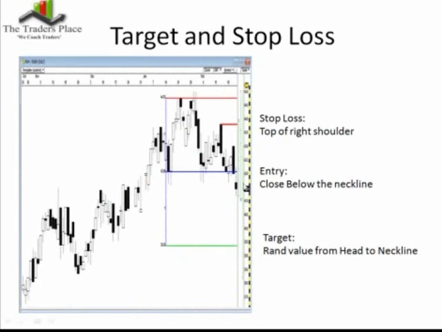Make sure that there has been a break below the neckline before you consider the trade. So that would be the entry trigger. And again, the right-hand shoulder gives us a stop-loss point. Like any other part of trading, you would use your money management rules to make sure that your position size is not too large or too small for your particular account. Measure the rand value, neckline to head, on the breakout, that would give you a target.